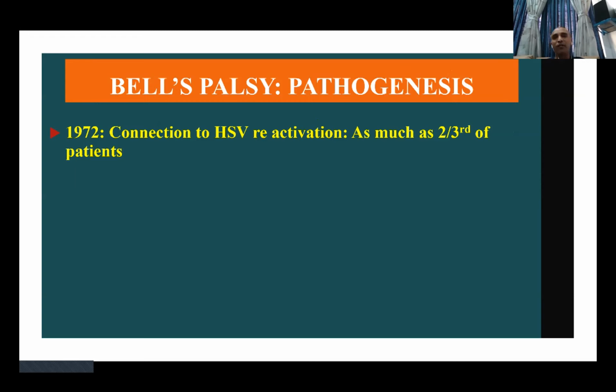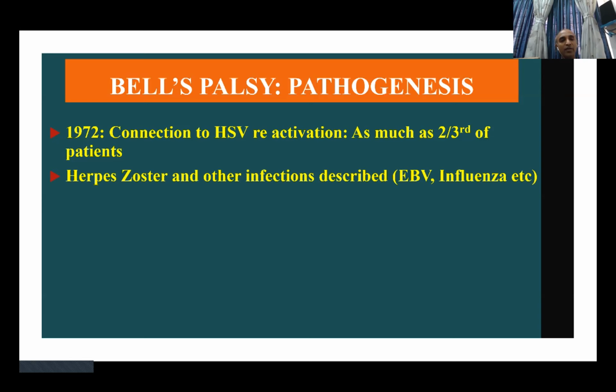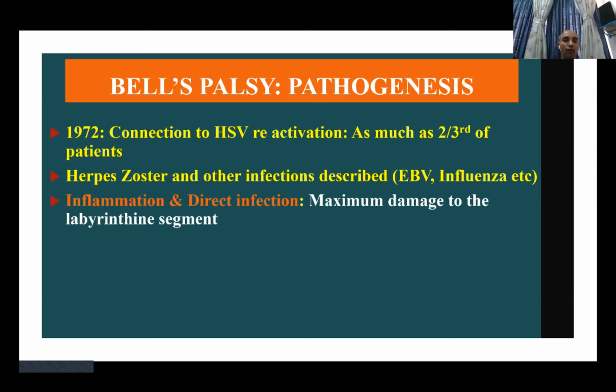Most of us are well aware of this. Like I said, this is brushing up our basics. It was in 1972 that a connection to herpes simplex virus reactivation started taking form, especially in those with Bell's palsy. In as much as 2/3 of these patients, they found some seroevidence of HSV reactivation, be it from the serum or from the perineural fluid when these patients were undergoing facial nerve decompression. There are other infections which have been described in patients with the so-called Bell's palsy: the zoster infection, and other infections like the Epstein-Barr virus, influenza, etc., and probably even now COVID.